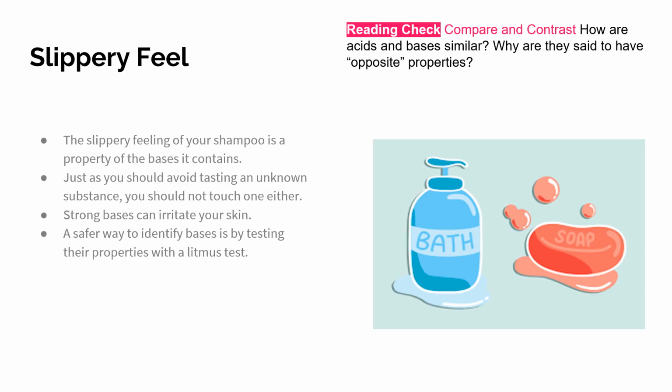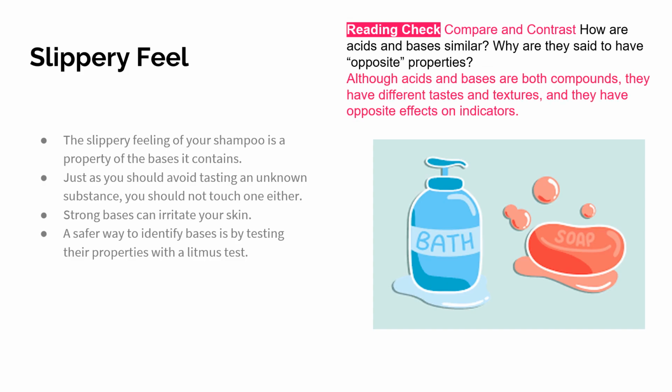Reading check. How are acids and bases similar? Why are they said to have opposite properties? So although acids and bases are both compounds, they have different tastes and textures, and they have opposite effects on indicators.